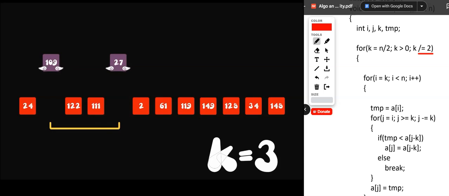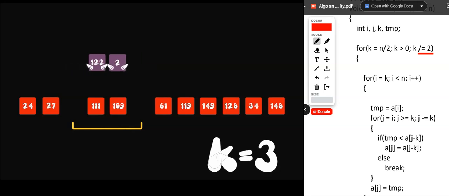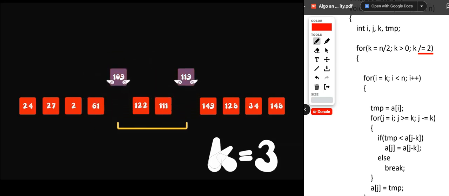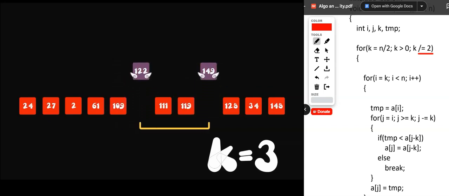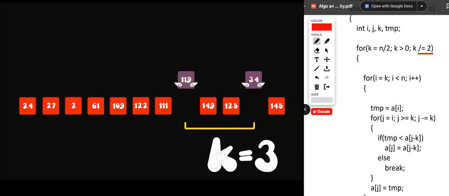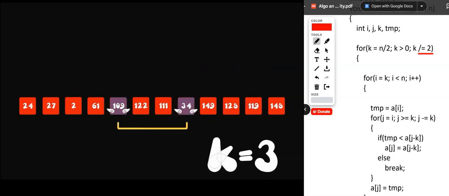Now see what happens. Comparison, swapping, again swapping, again swapping, and the same thing is repeated once again. But that's not the end around here. Now we can observe at this particular step there is another arrangement we have to maintain.